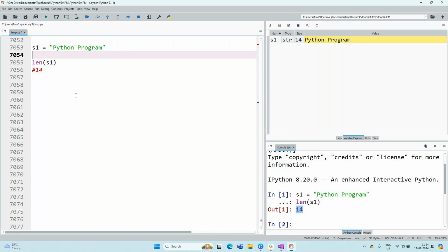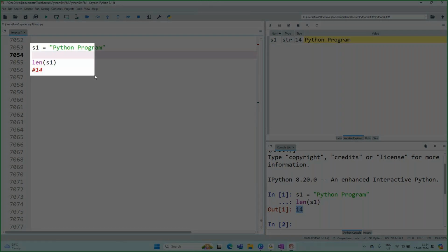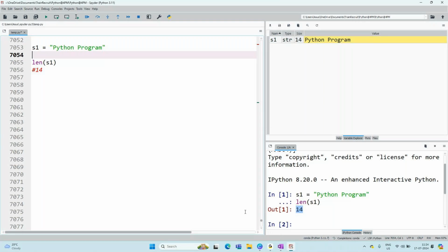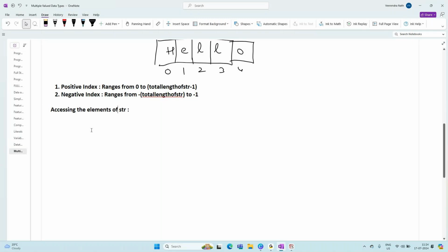Now what is len used for? Len is used for length. What is the purpose of using len? The purpose is to find the index, to know the index. So if you know the index, you can access the elements. So in how many ways can we access the elements?